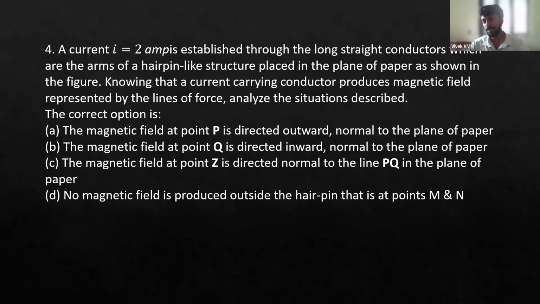A current I equal to 2 ampere. Okay, so 2 ampere is established through the long straight conductors, which are the arms of a hairpin-like structure placed in the plane of a paper as shown in the figure. So there is a figure actually. So the figure kind of approximately looks like this. I'll just showcase a figure.